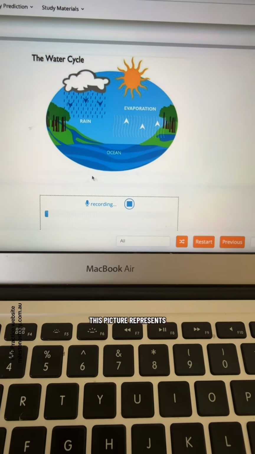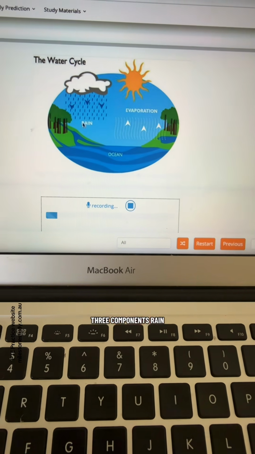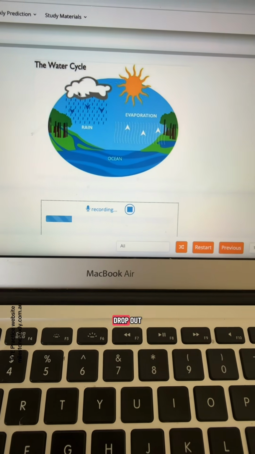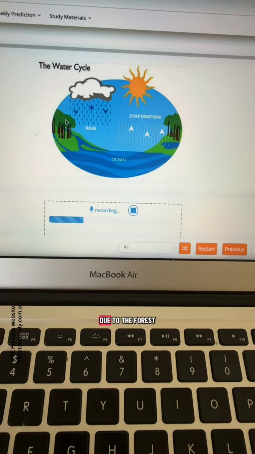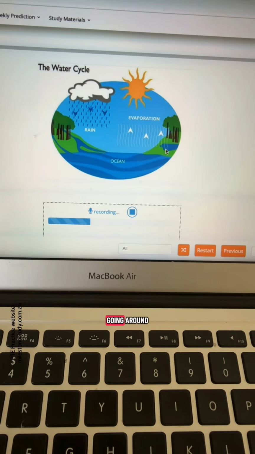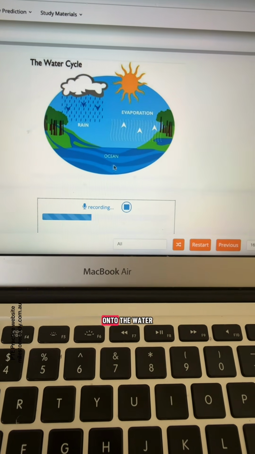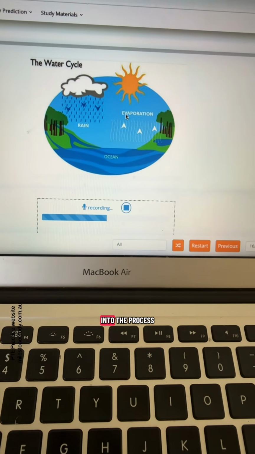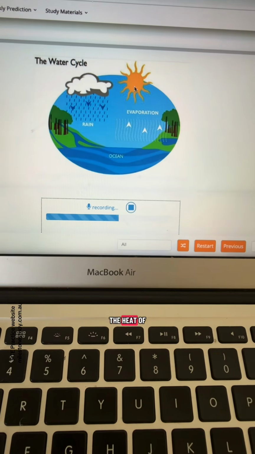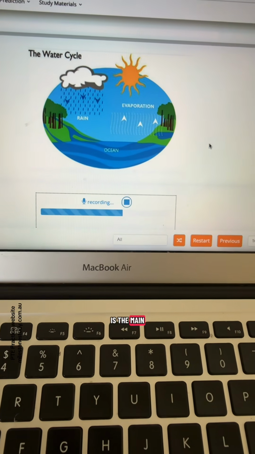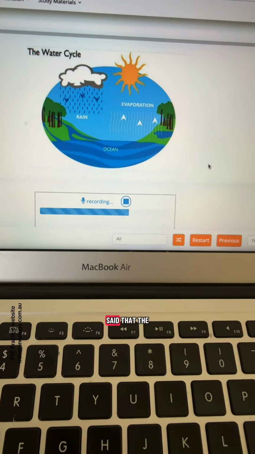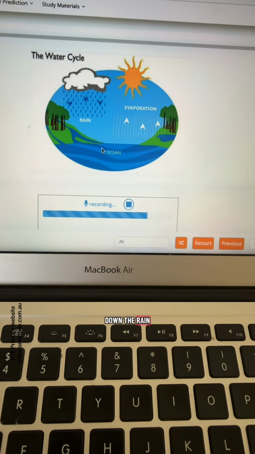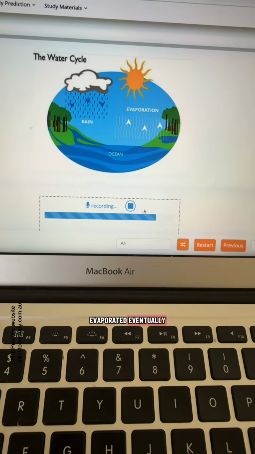This picture represents the water cycle where there are 3 components: rain, ocean, and evaporation. The first thing that happens is the clouds will drop out all the rain that is required due to the forest and all the ecosystem that is going around. After that, the rain comes down onto the water bodies like rivers and oceans. From there, it goes into the process of evaporation through the heat of the sun, and the sunlight is the main source of the water cycle. It can be said that the whole water cycle depends on the natural phenomenon, which is coming down the rain, and then the ocean water is evaporated eventually.